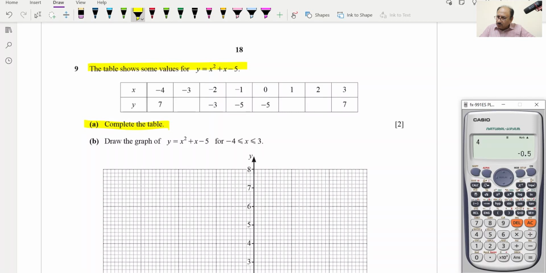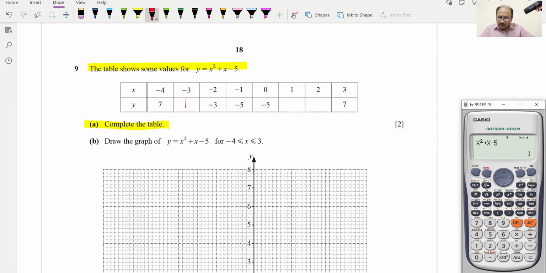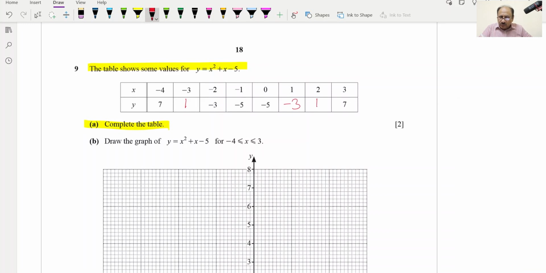We will calculate for minus 4 to check whether we are getting 7 or not. So minus 4, this should give us 7. Calculate for minus 4 and this is equal to 7. So now we can check for minus 3, calculate for minus 3 and this is equal to 1. So we can write here 1. And next is calculate for x equals 1 and this is giving us minus 3. So minus 3 over here. Now calculate for 2 and this is equal to 1. So we have completed the table, which is of 2 marks.